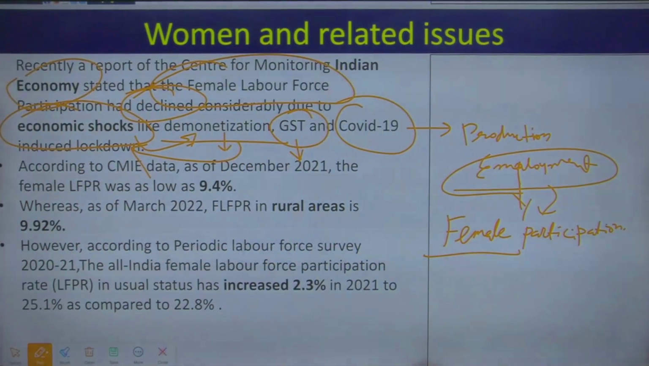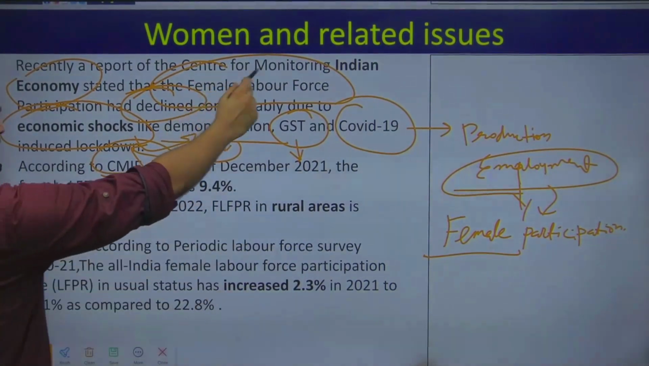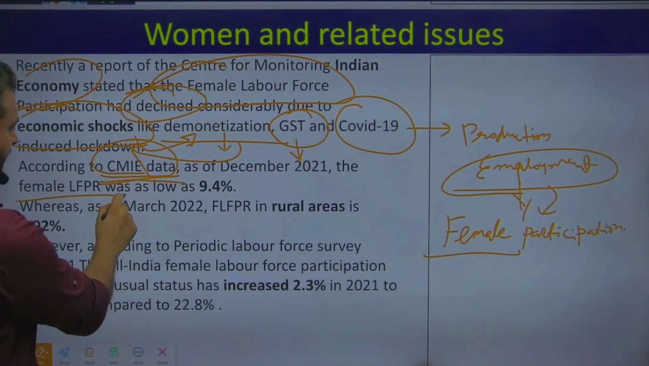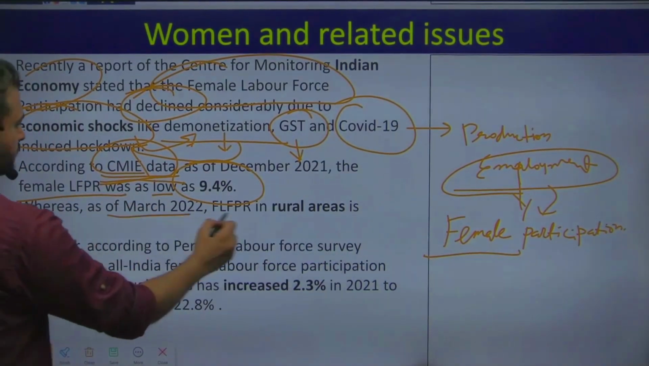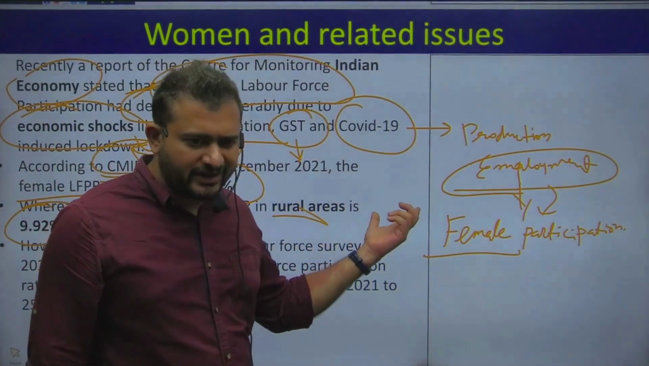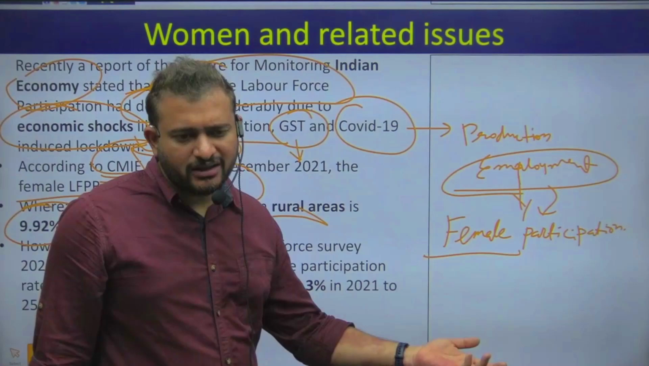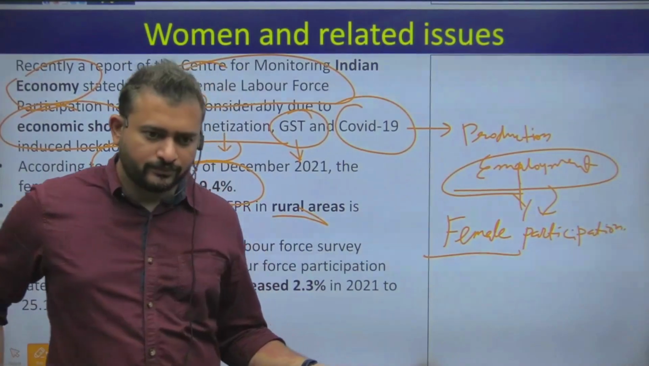If we go with the data, there is CMIE data, the Centre for Monitoring Indian Economy. That organization gave a report that female labor force participation was lower than earlier. Even in rural areas, it was reduced by 9.92%. Labor force participation rate: I have already explained what the labor force is. Participation means how many females are participating in that labor force. What is the composition of the labor force? How many males are there and how many females are there?